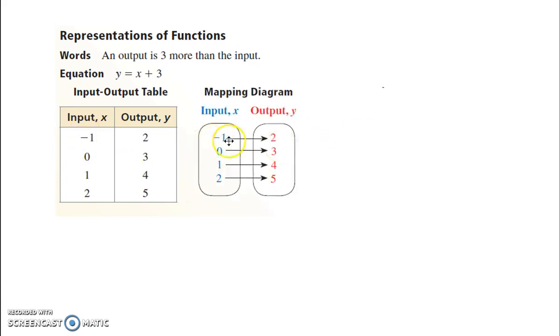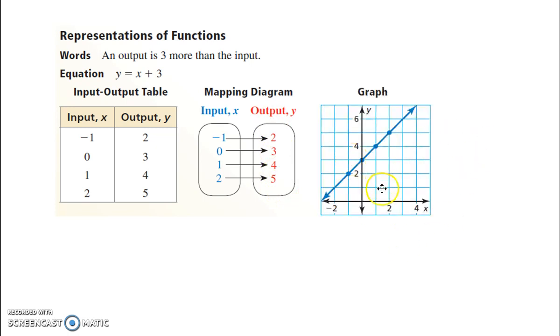We could do a mapping diagram. Notice this is a function because every value in the domain is mapped with only one value in the range. Or we could graph this. And something we don't have listed here, you could also do ordered pairs.